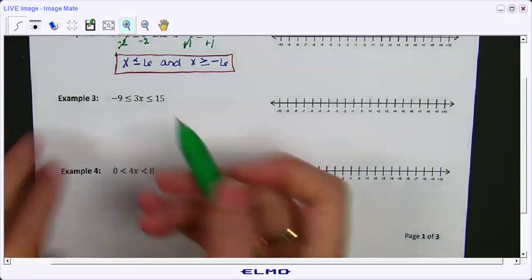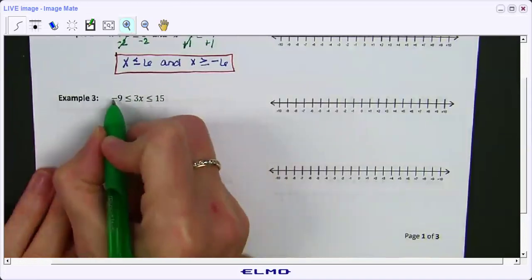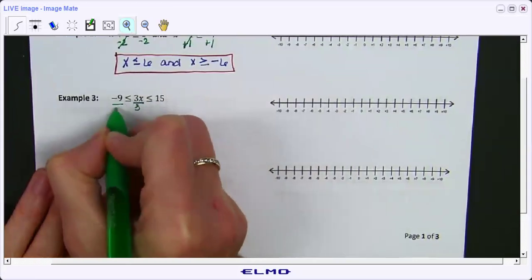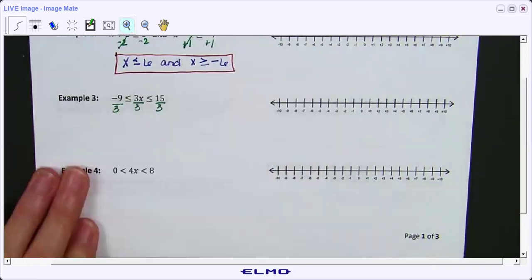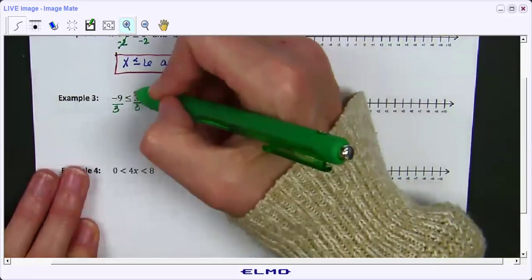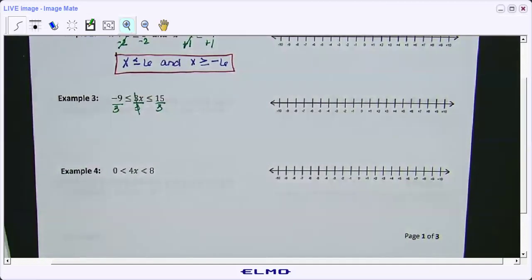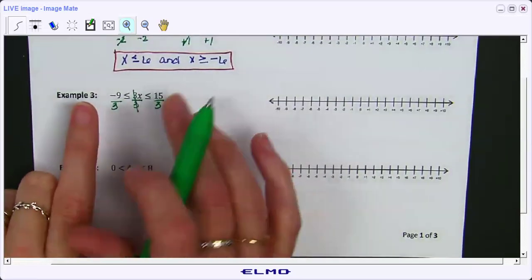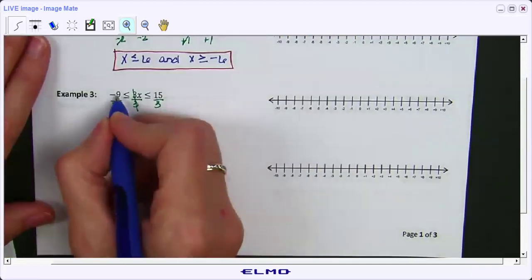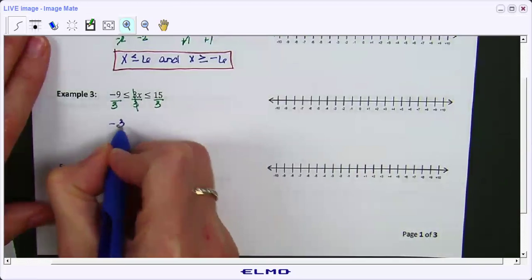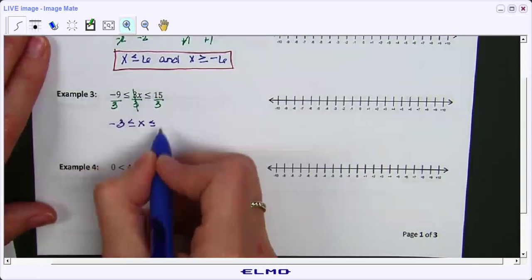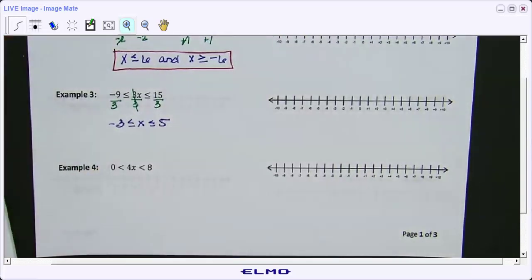So on this one, I have to divide my -9 and my 15 by 3. So I divide the middle by 3, the left by 3, and the right by 3. I divide them all because our goal is to isolate the x in the middle. Okay. And we do that by dividing the middle by 3. But then if we divide the middle by 3, we have to divide both sides by 3. So I end up with -9 divided by 3 is -3. Bring down my symbol. I'm left with x in the middle, and then 15 divided by 3 is 5. Okay.